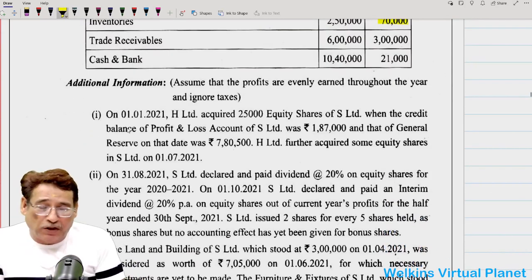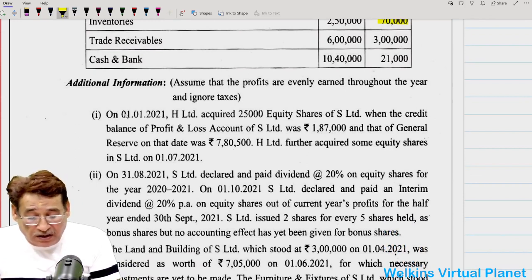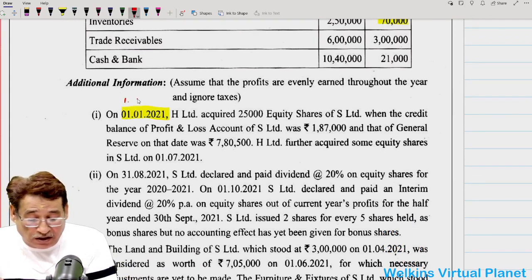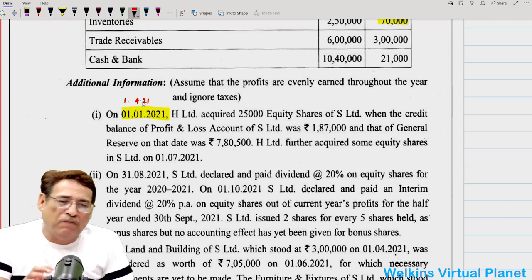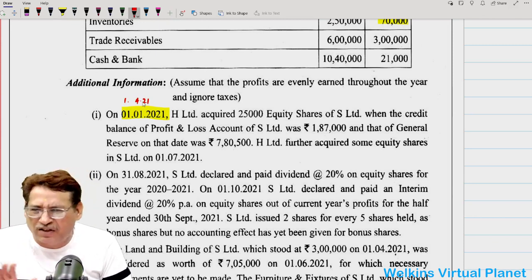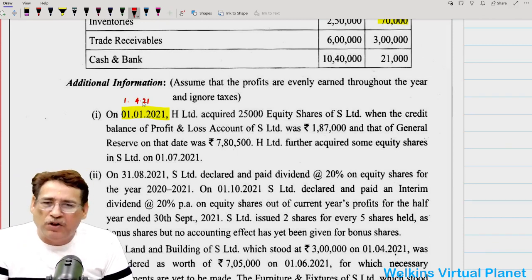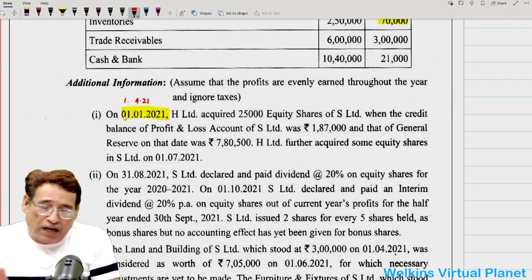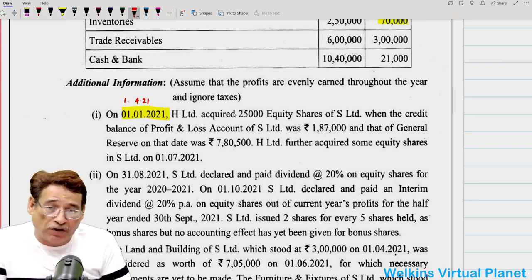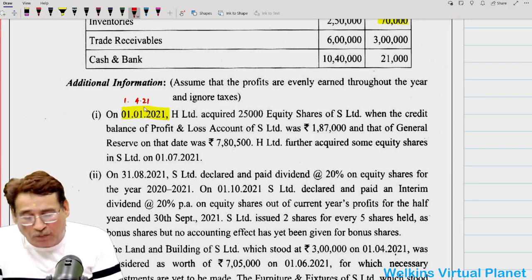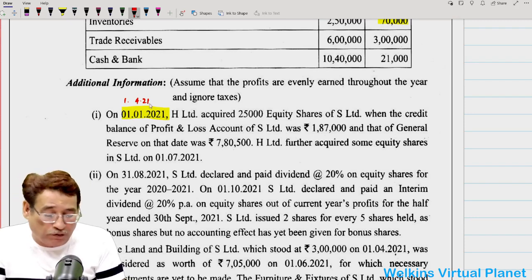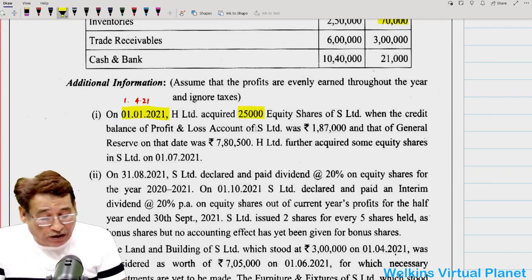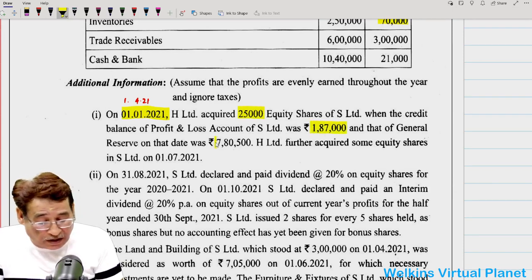And we were talking about this particular fact, that in this question, this date, which is 1/1/2021, I told you even in the last class that logically this date should have been 1/4/2021. But at the same time, I also said that even if this date is 1/1/2021, it is not going to have any repercussion as far as the solution is concerned. So you can say it this way, that if we presume this date as 1/4/2021, then on 1/4/2021 we purchased 25,000 shares of S Limited, when the credit balance of profit and loss account is 1,87,000 and general reserve balance is this much.